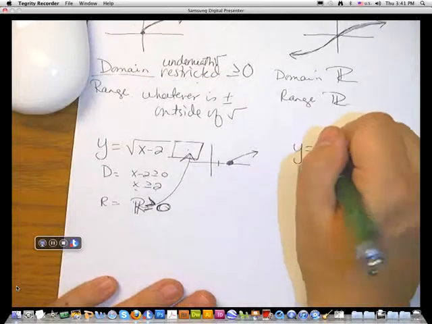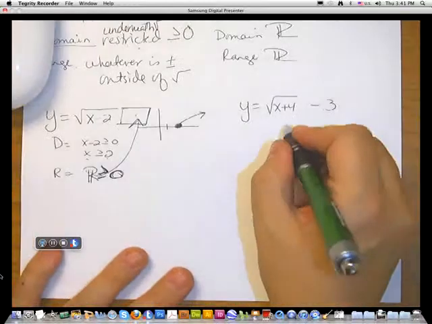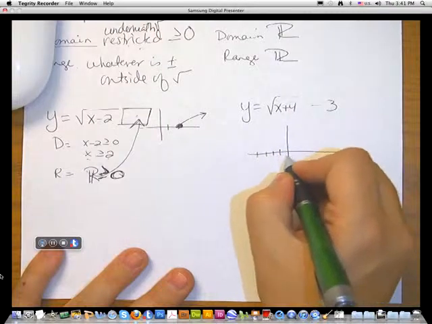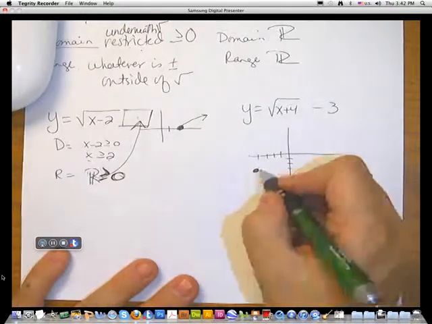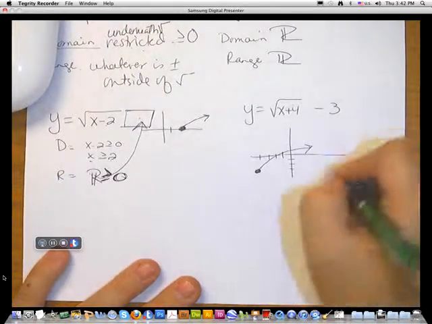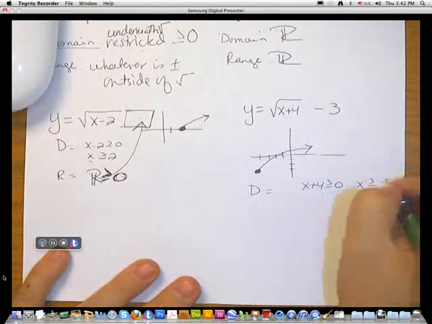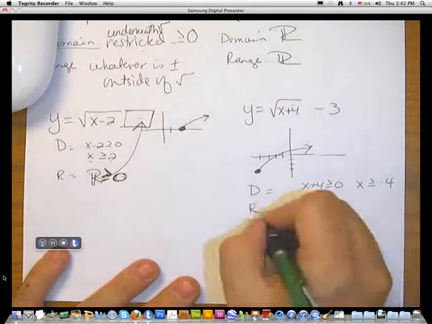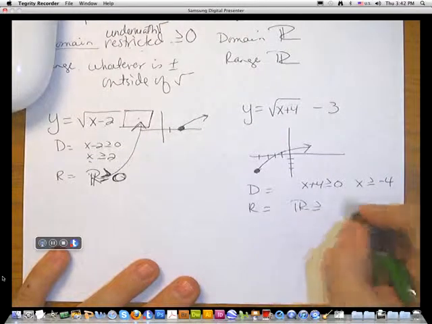Let's have y equals square root of x plus 4 minus 3. All right, so the way this is going to work, this plus 4 is actually at negative 4. And then 1, 2, 3, negative 3. And it's going to be going this way. So I would say the domain is x plus 4 greater than or equal to 0, so everything greater than or equal to negative 4, because look, it starts at negative 4 and it goes to the right. The range is the lowest point, negative 3, and everything above, so everything greater than or equal to negative 3.